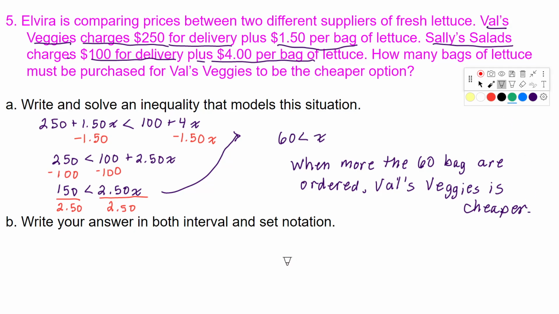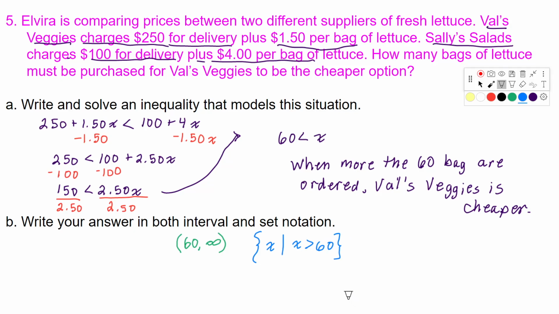So the interval notation for this will start at 60, but we're not including 60 because it has to be more. So I'm going to use a soft parenthesis, 60, and then however many more she needs. That could go on to infinity. So we use a soft parenthesis on that. Set notation, we're going to have x, vertical bar, x greater than 60 is the set notation.